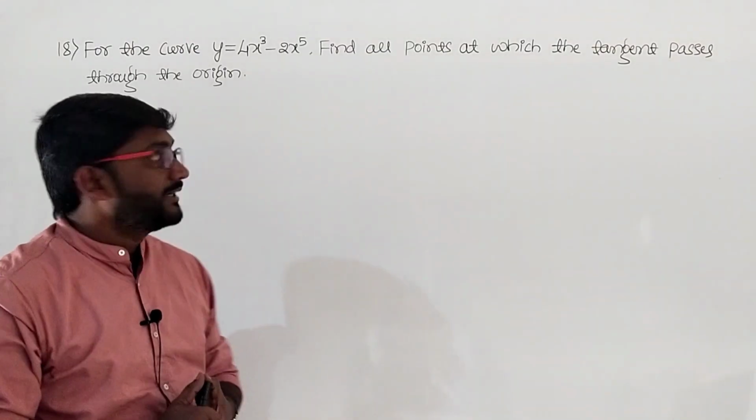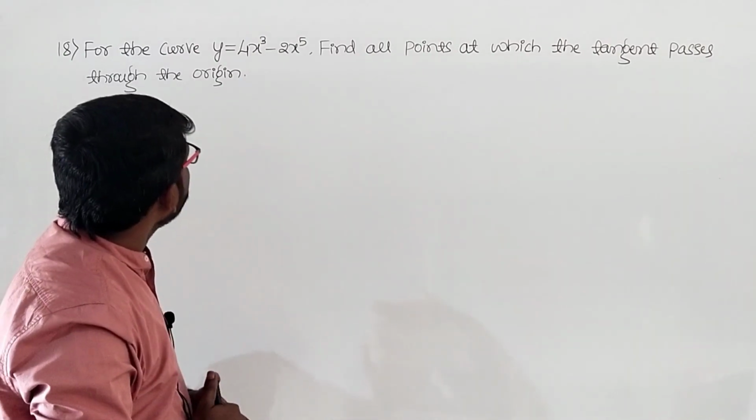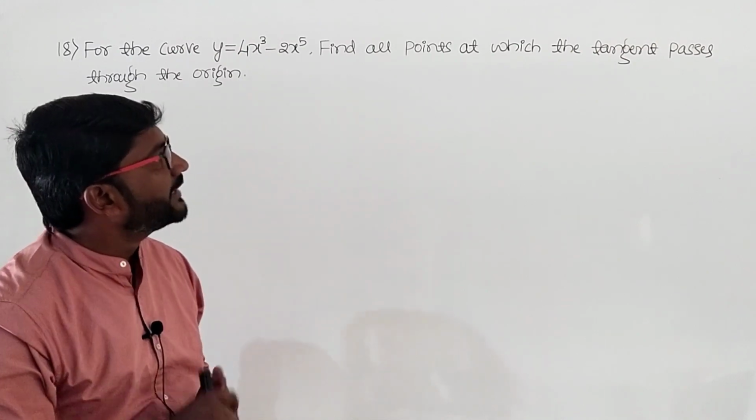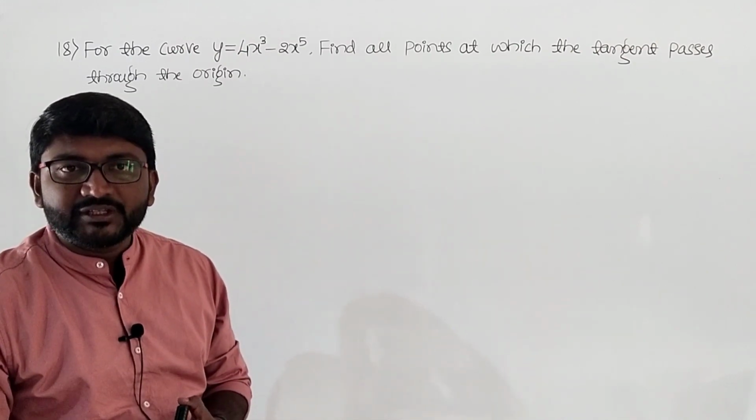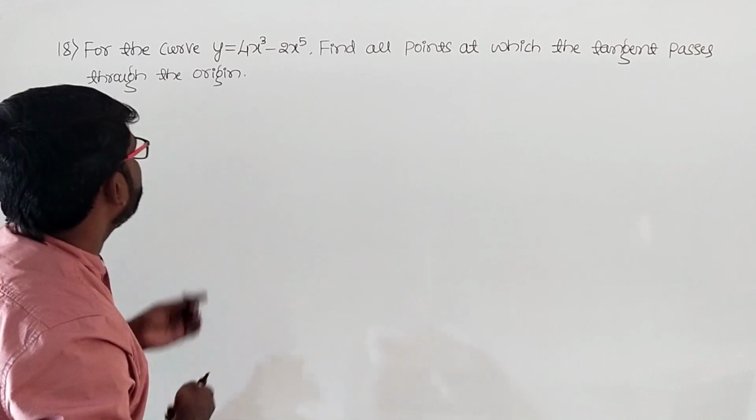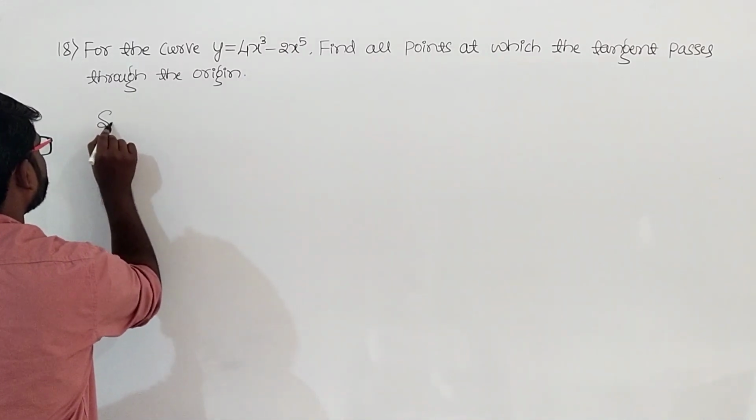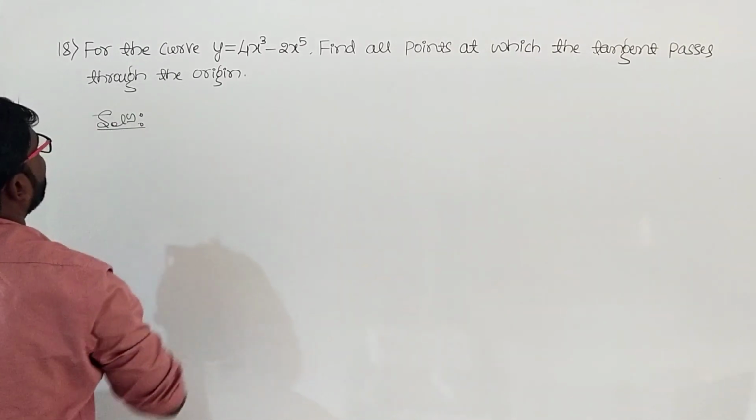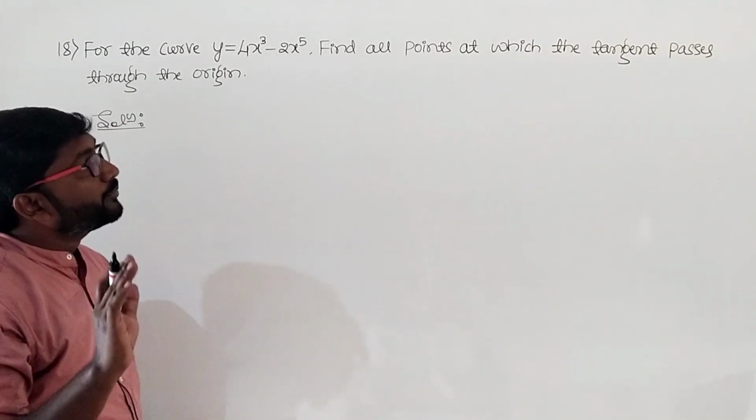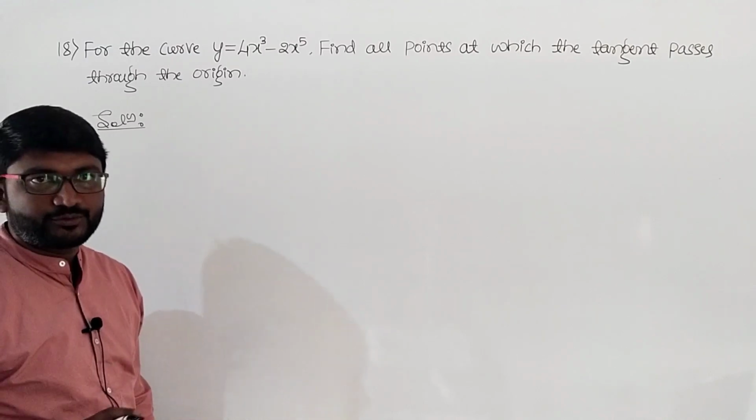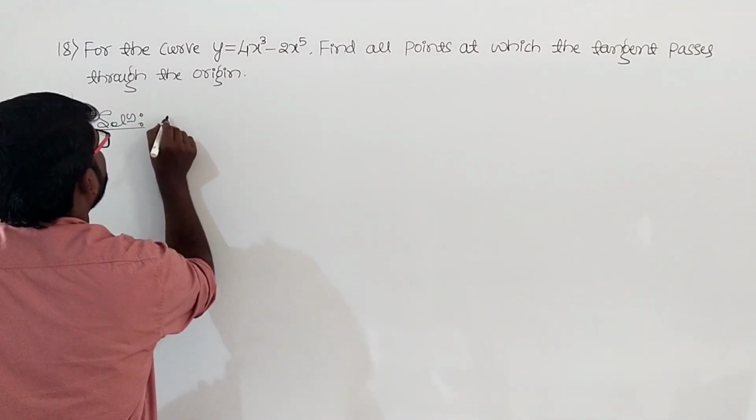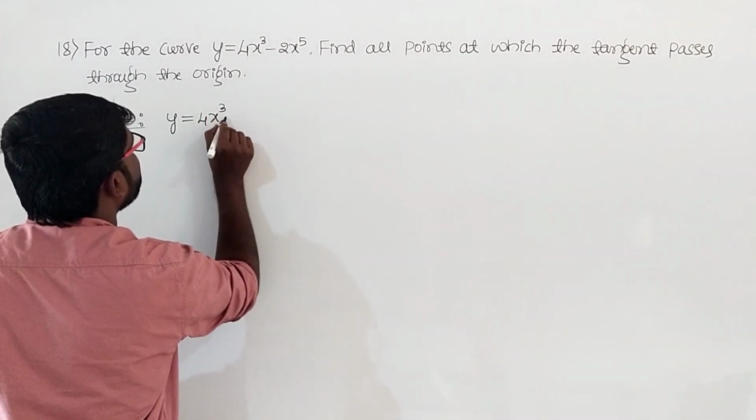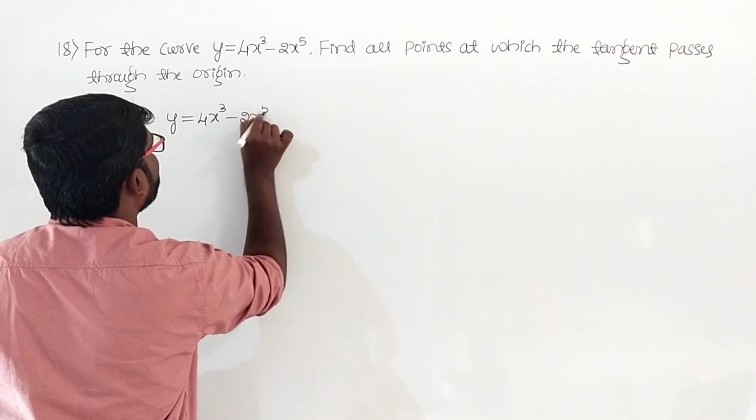The 18th question: for the curve y equals 4x cube minus 2x to the power 5, find all points at which the tangent passes through the origin. We'll write the given equation of the curve. Here we have to find all the points at which the tangent passes through the origin. So y equals 4x cube minus 2x to the power 5.